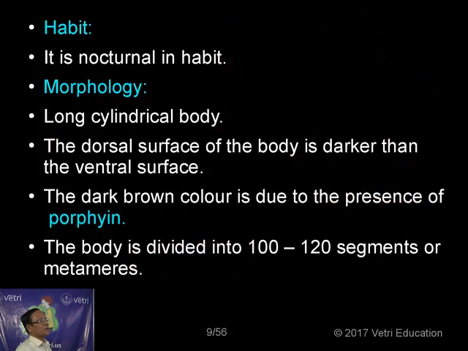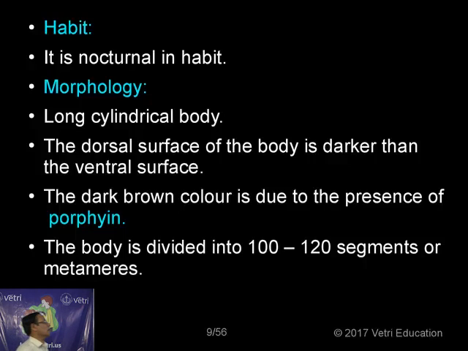Now what is the nature of habit? Habitat is the place of living. Habit is the mode of living, whether it is active during daytime or night time. It normally doesn't like the light, because respiration occurs only through the skin. If the skin dries, the animal dies. That's why it doesn't come out during the daytime. It comes out only during the night time or during the rainy season, if there is no sunlight available.